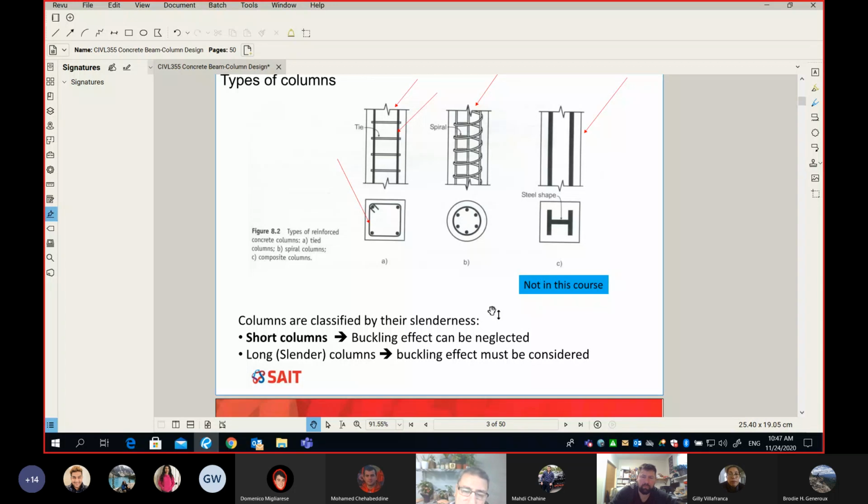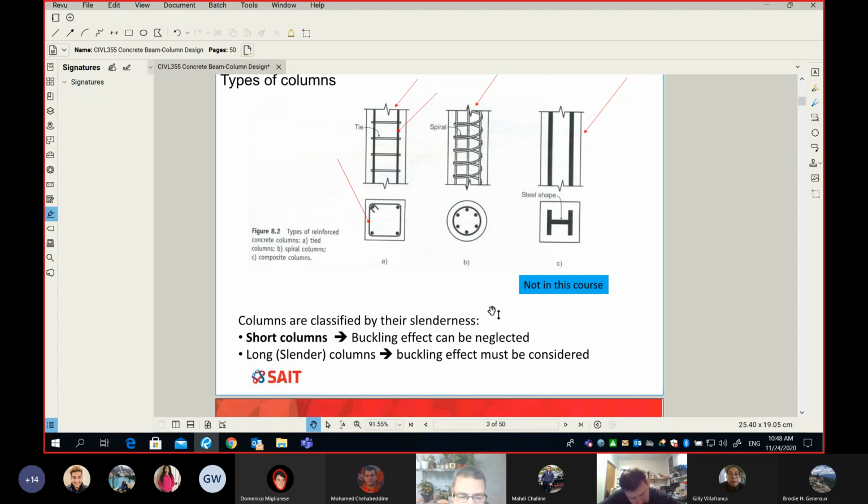It is way simpler than steel. In steel, because the members are very slim, buckling is an issue, and that's why the design of steel members is different from concrete members when it comes to buckling. At this point, all I want to say is columns can also be classified not according to ties or spiral, not according to concrete composite, not according to shape, square and circular. There is another classification of column based on their slenderness ratio.